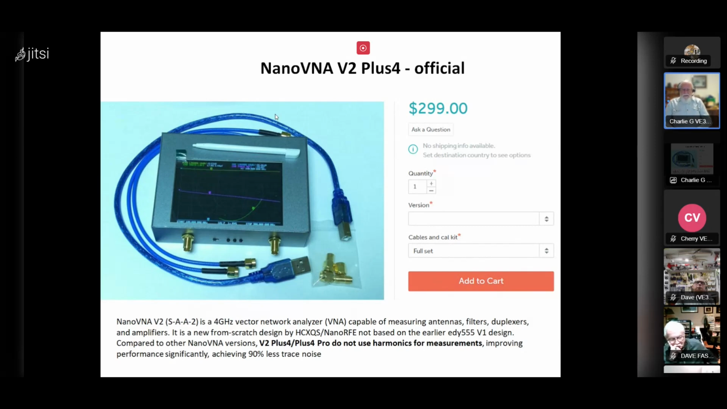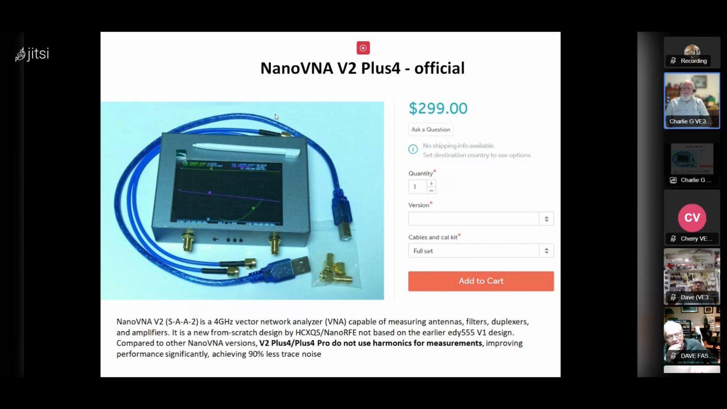This is quite a capable machine. It goes up to 4 gigahertz, which can certainly be useful for some of the higher ham radio frequencies. But the cool thing about this version is that it doesn't actually use harmonics for measurements like the original VNA did. So this significantly improves performance, way less trace noise, and better dynamic range, and a number of other things.